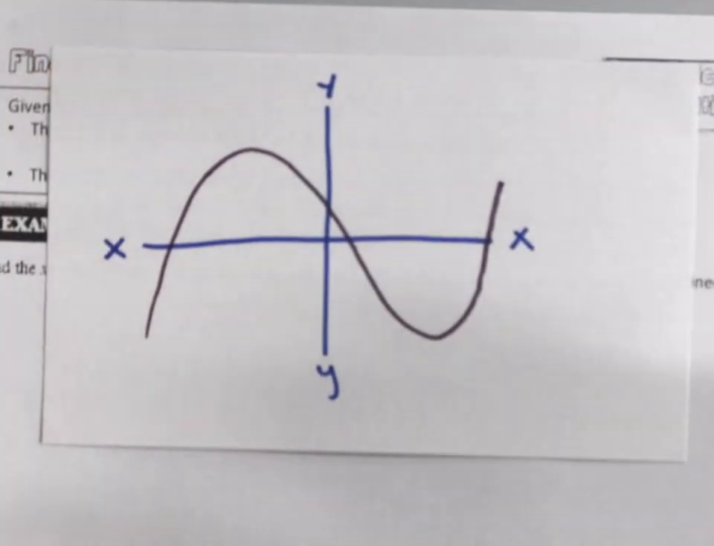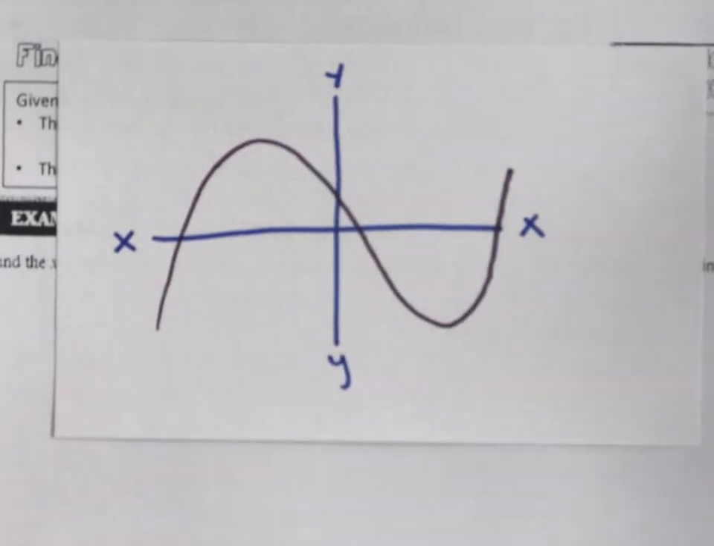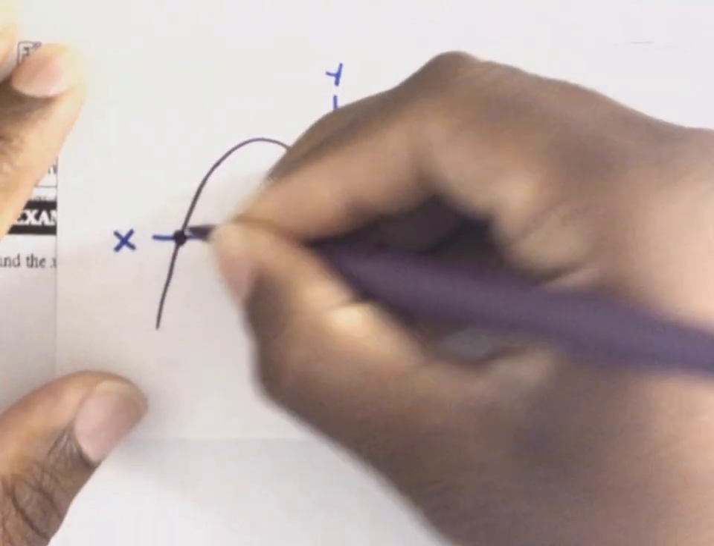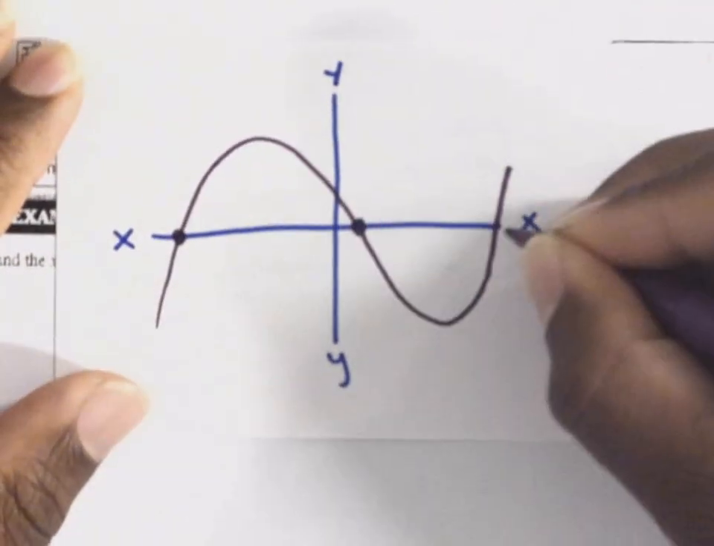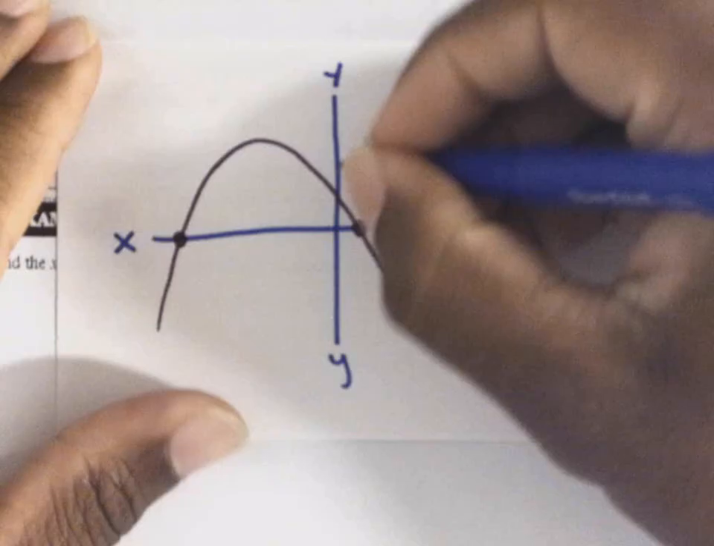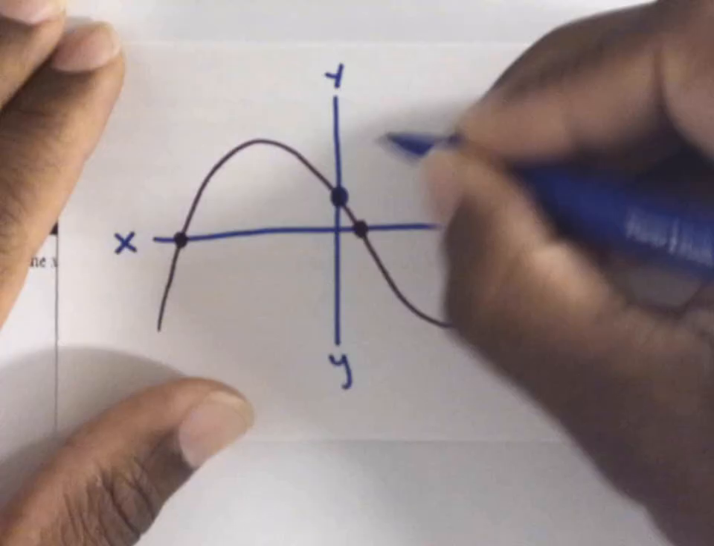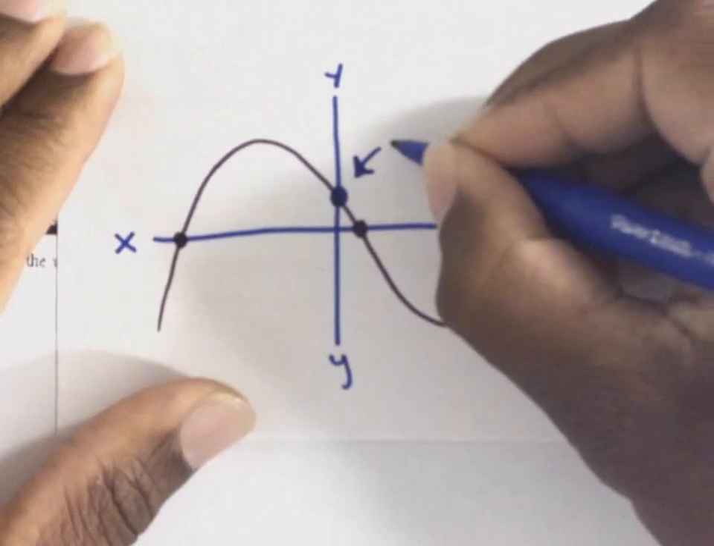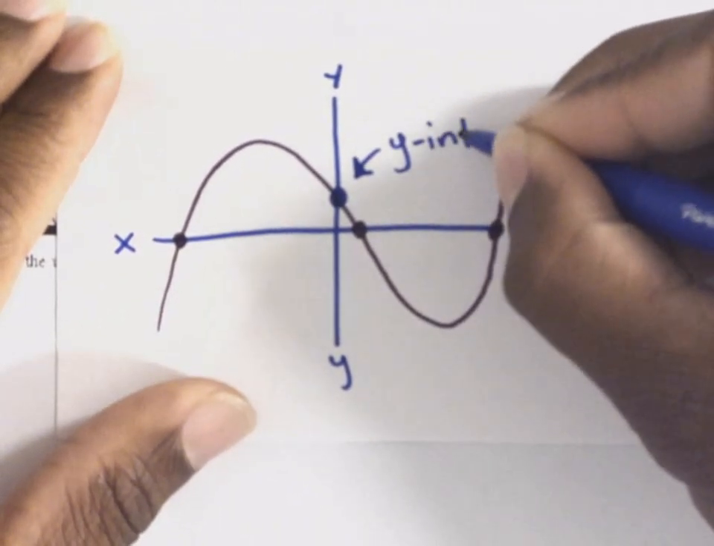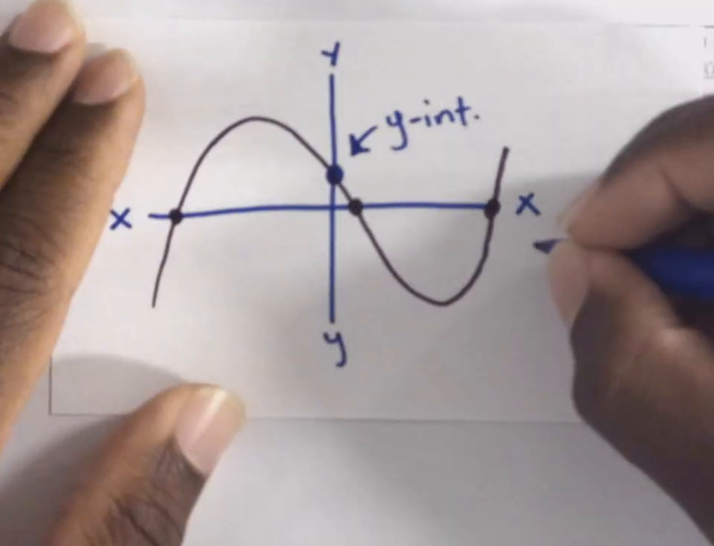How many x-intercepts does this graph have? 3. It's got 3. They're the points where the graph crosses which axis? The x-axis. That's an x-intercept. How many y-intercepts do we have? 1. That's the point where the graph crosses the y-axis. Okay, so I like to abbreviate it like this. Like I say, I'm lazy sometimes. I'll just say y-int.